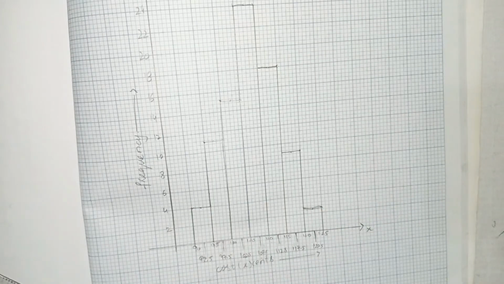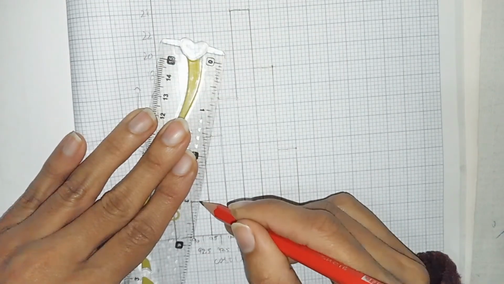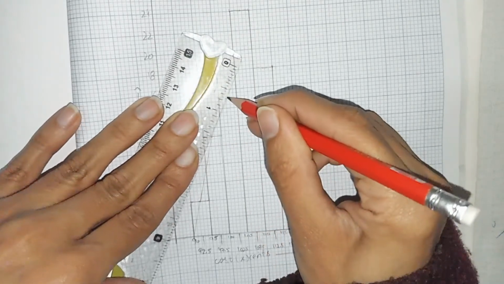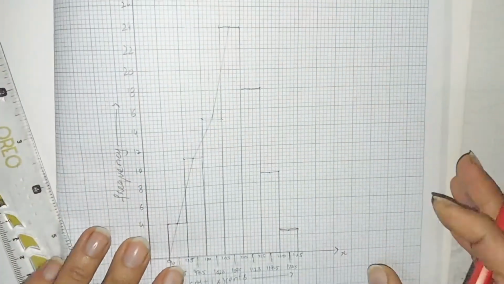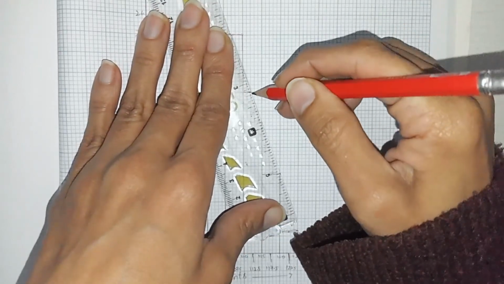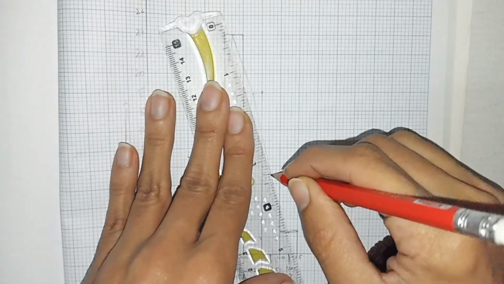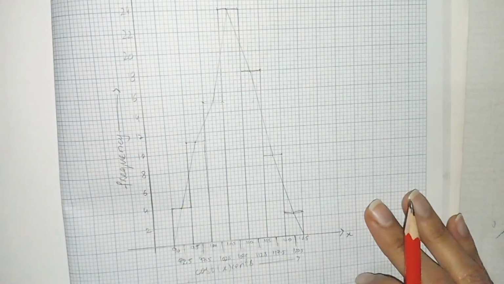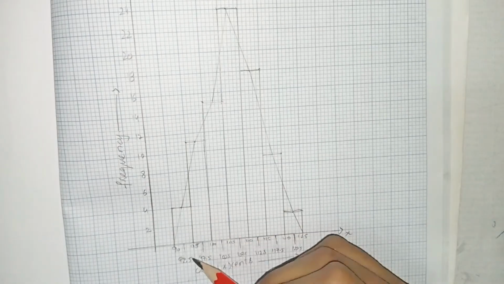Now we have to join these points. I use a scale, this one, and this one, this one. And now students, this is the frequency polygon, and it's between midpoints and the frequency.